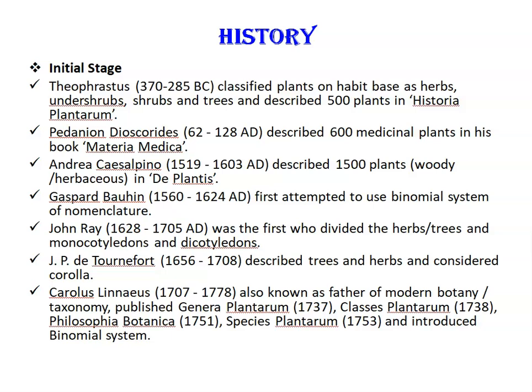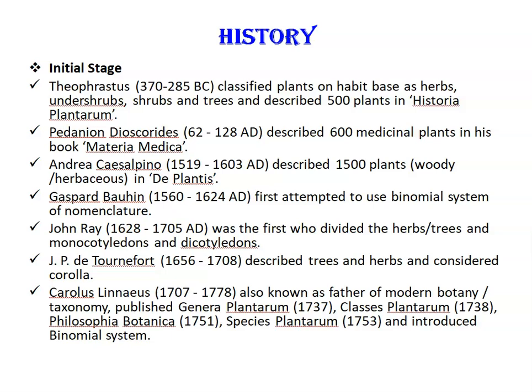Next is John Ray, 1628 to 1705 AD. He was a British botanist, published 3 volumes of Historia Plantarum from 1686 to 1704, and he was the first who divided the herbs and trees and also divided monocotyledons and dicotyledons on the basis of 1 and 2 cotyledons. Then J.P.D. Tournefort, 1656 to 1708. He described trees and herbs and also considered corolla.